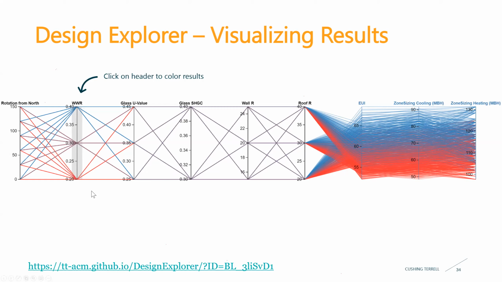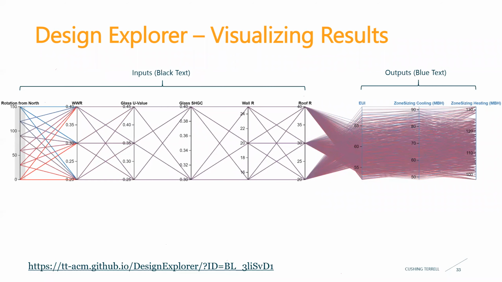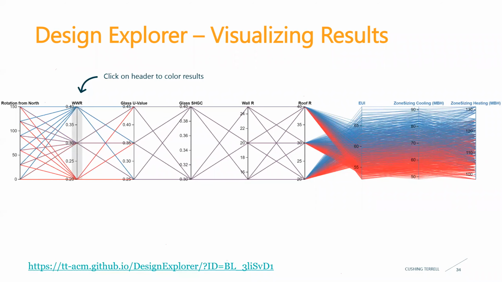And so that's just one, right off the bat, a way to check how much a parameter is impacting the results. Compared to the rotation from north, it has much more of an impact and splits out what's using a lot of energy and what's not.